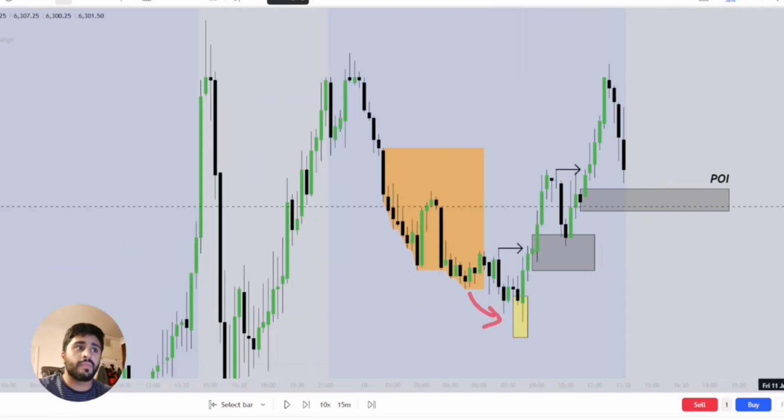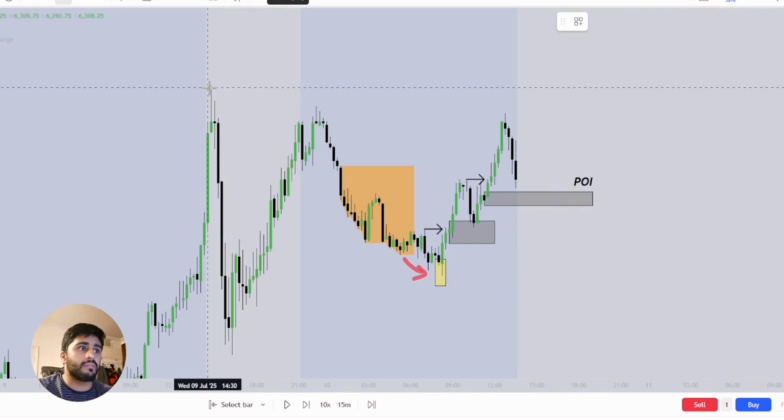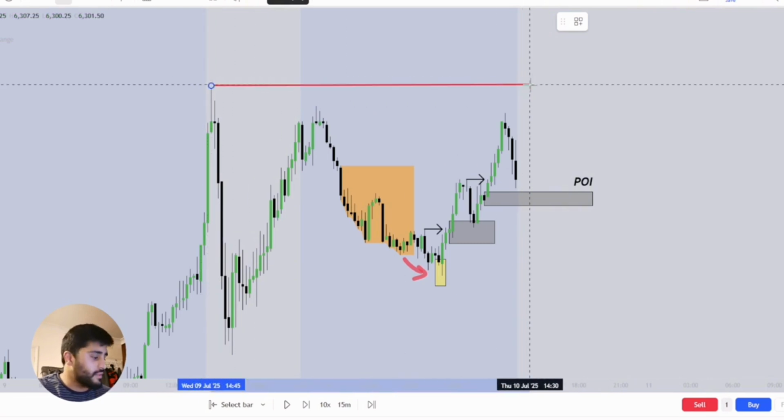So this is our POI. Now what's also important to understand is that we have the previous day high. So this trade was all about targeting that previous day high.